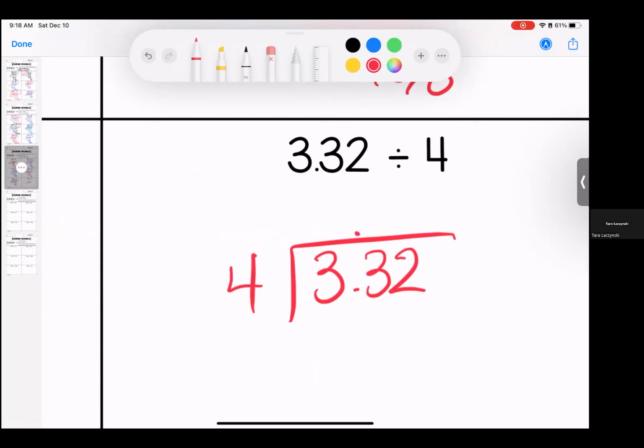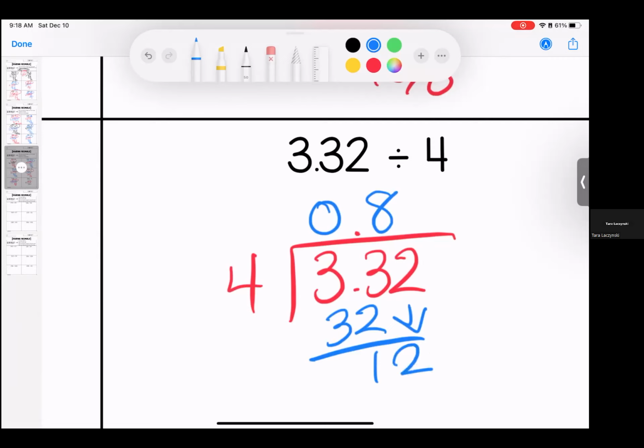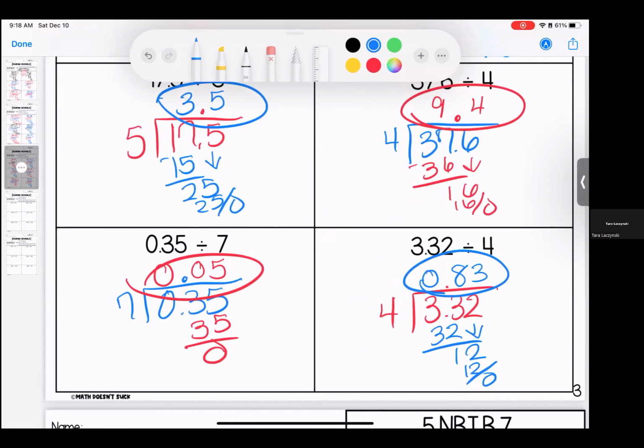Last one on this page, decimal up. 4 does not go into 3, but it does go into 33 8 times because 8 times 4 is 32. Bring it on down. 4 goes into 12 3 times. Nothing left. 83/100. All right, sweet faces, this is the last page before things get a little bit crazy.